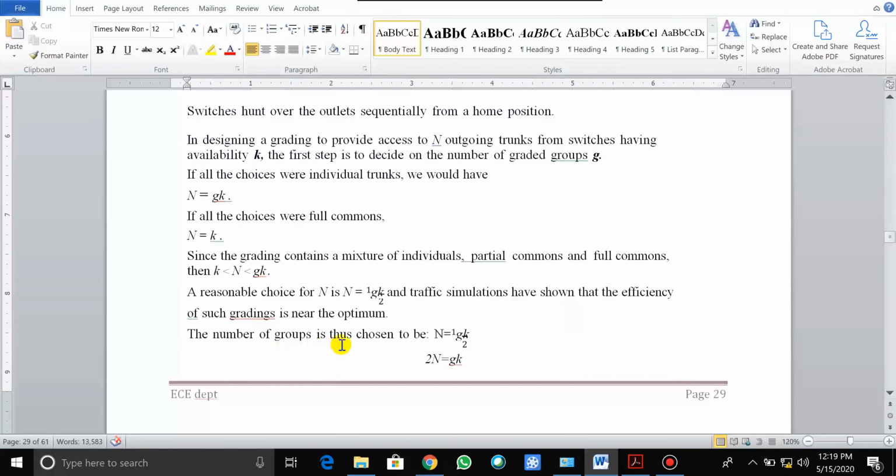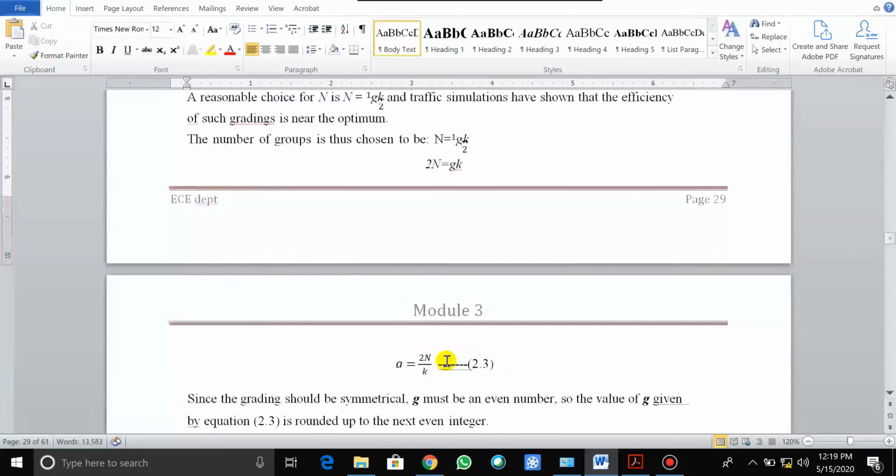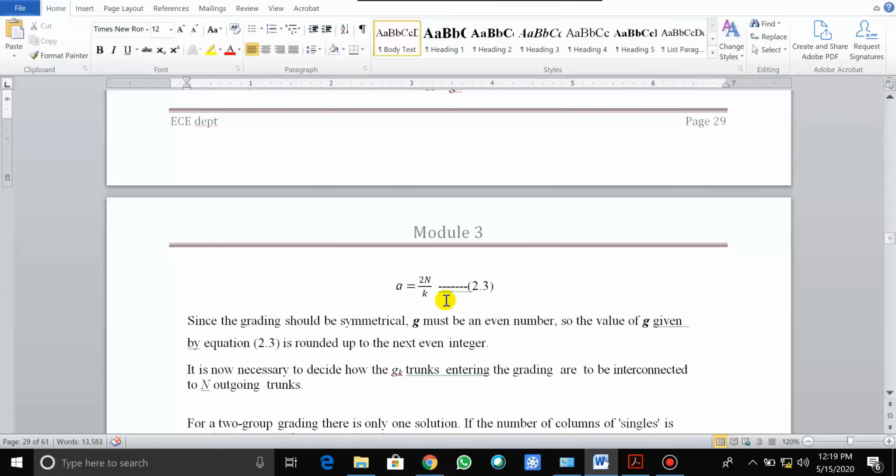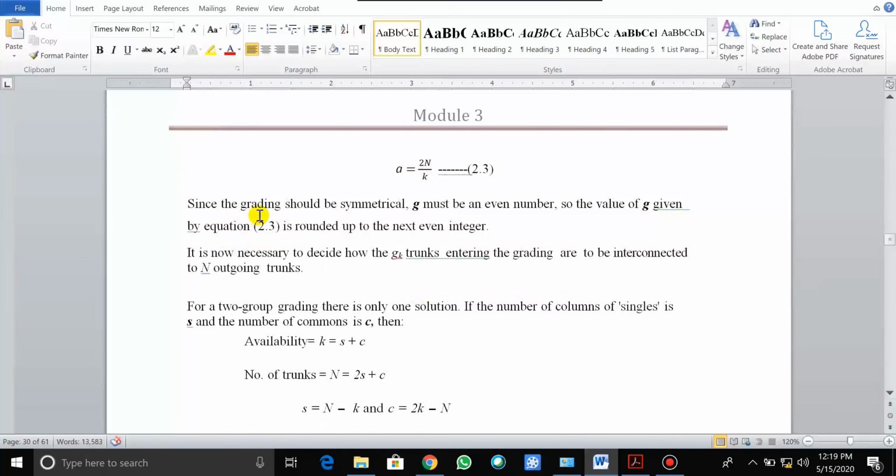Okay, so the number of groups is thus chosen as 1 by 2 of G of K. So this 2, if you take this side, 2 into n by G of K. So we have A is equal to 2n by G of K. Since the grading should be symmetrical and G must be an even number, the value of G given will be rounded to the next integer, that is, the next even integer. What value you are going to get for A will be rounded off to the next even integer.